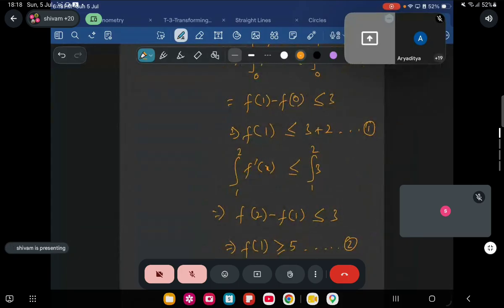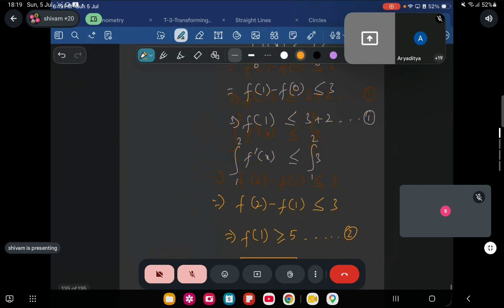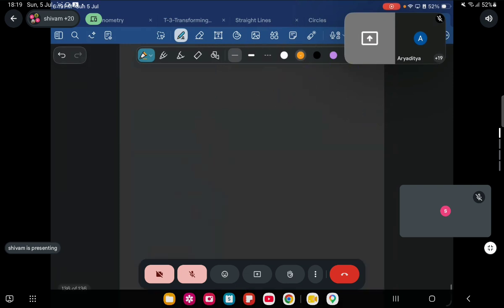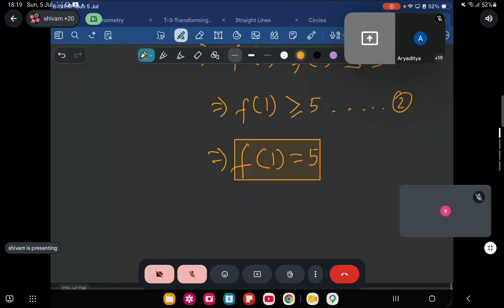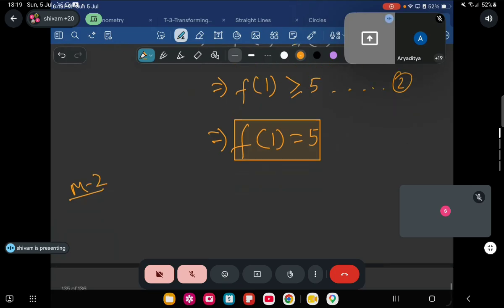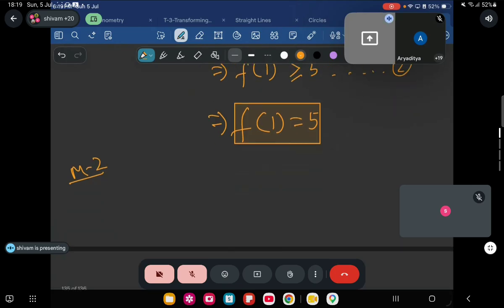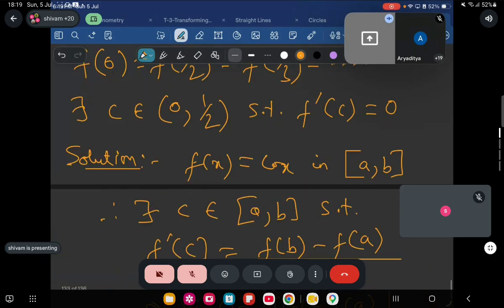So we can also use LMVT. Yes, this is one of the methods I showed. You can use this method for solving this problem. You can use LMVT by directly finding f dash x in [0, 2] and then integrate it. In one case you get less than or equal to 3, in another case f dash x exactly equal to 3. Then you integrate. Next, method 2: we can apply LMVT also. What are the intervals given to us?